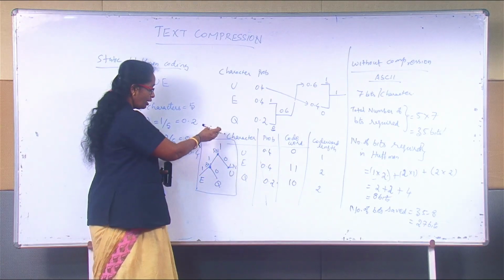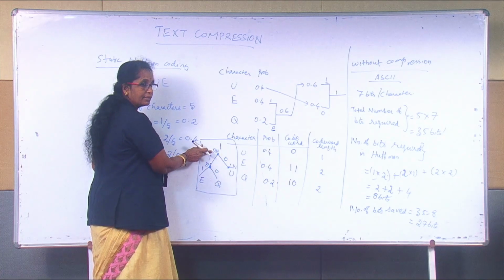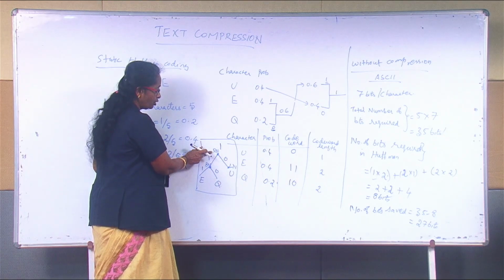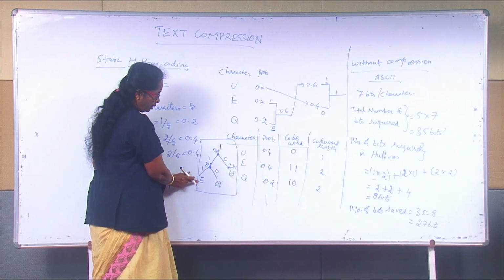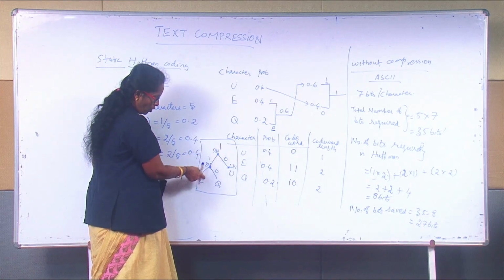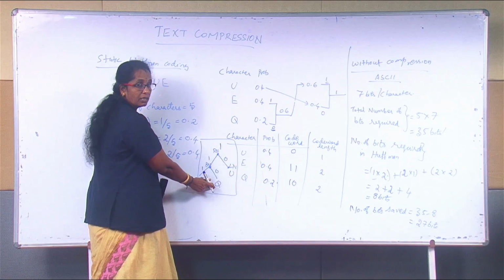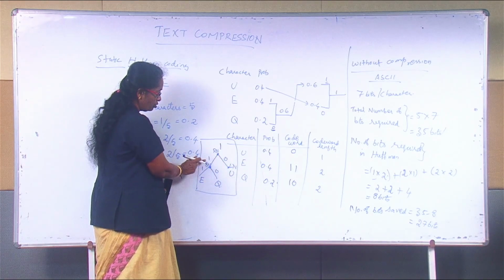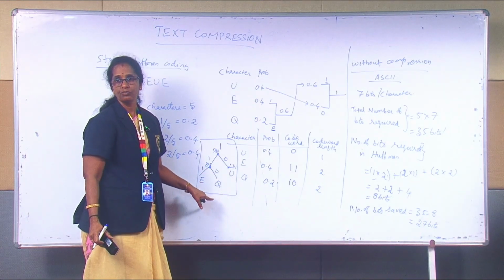By observing the tree, you can tell what the code word for U is. Just read the tree from the root node. So 0, 0 is the code word. And then for E, read the tree from the root node and follow the path. So 1, 1 will be the code word for E. And then observe the character Q from the root node. Therefore, 1, 0 will be the code word for the character Q.